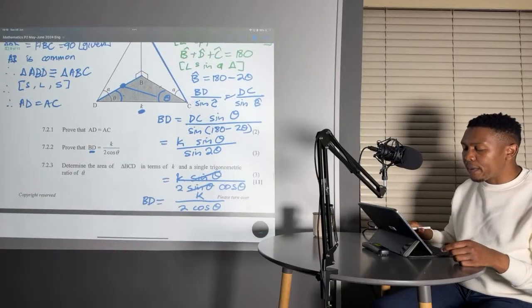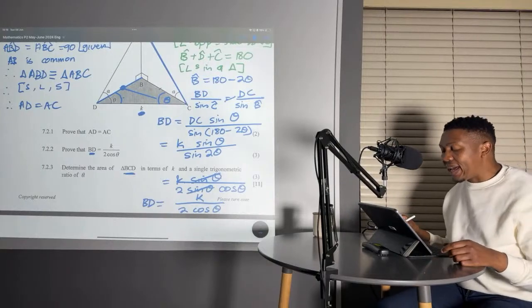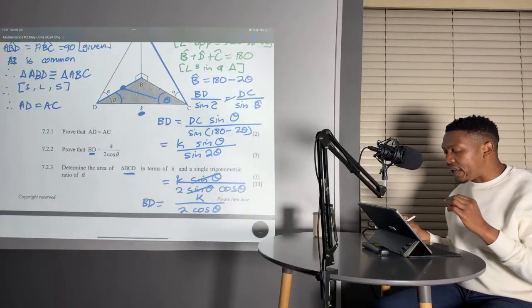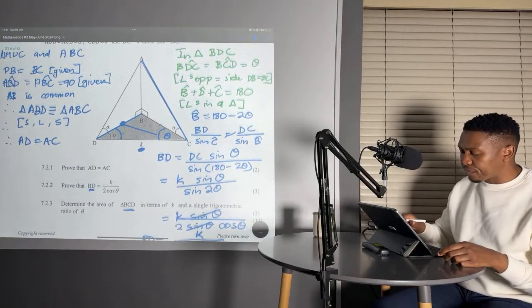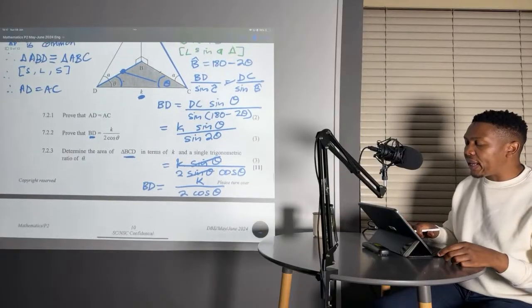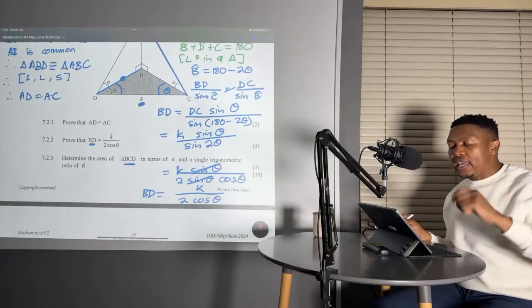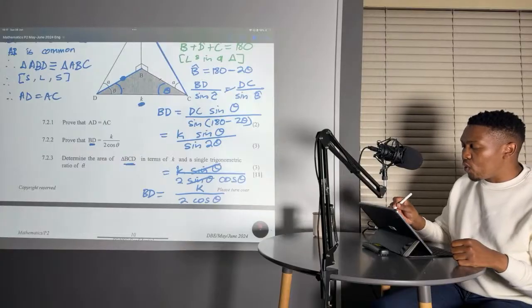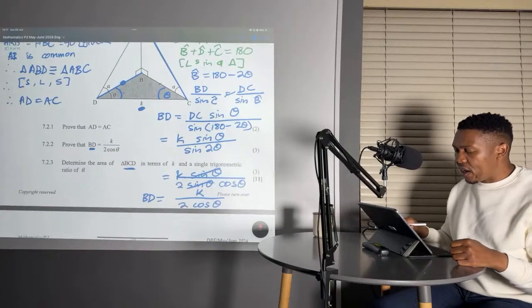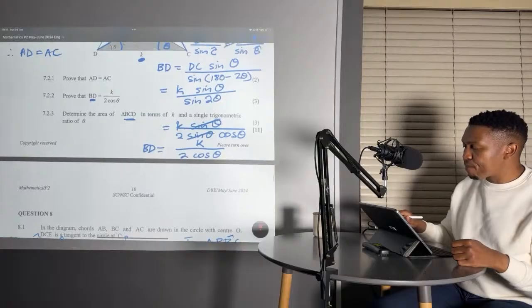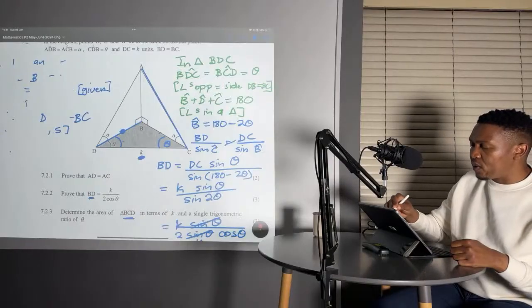Right, now they say to us, determine the area of triangle BCD in terms of K and a single trigonometric ratio of theta. So BCD. Right. So we are working with the area. Now remember, anytime I'm working with the area, I need two sides and an included angle, right? So let's see. The area of triangle BCD. All right, if you don't mind, I'm just going to work from this side over here.